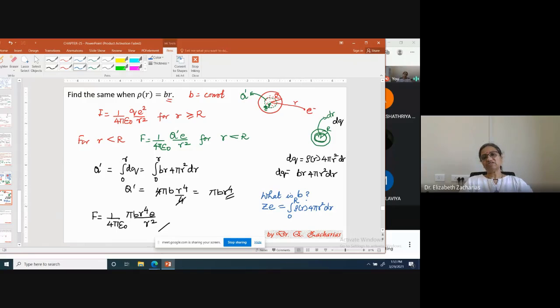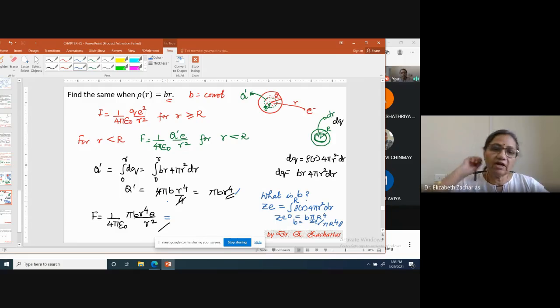In fact, somebody can try it and see what your B will be. On the right hand side of the equation, it is going to be equal to capital B into pi capital R to the power of 4, is what you will get. Instead of small r, it will be capital R here. That will be equal to ZE. Therefore B will be equal to ZE divided by pi R to the power of 4. That B you can substitute here and get your force.